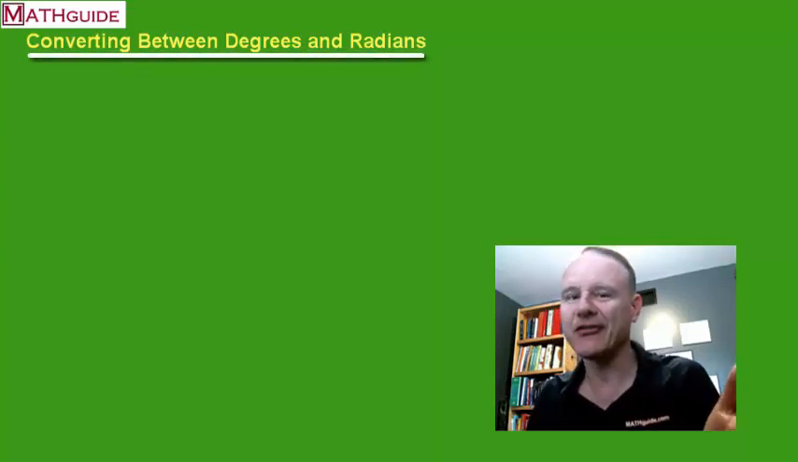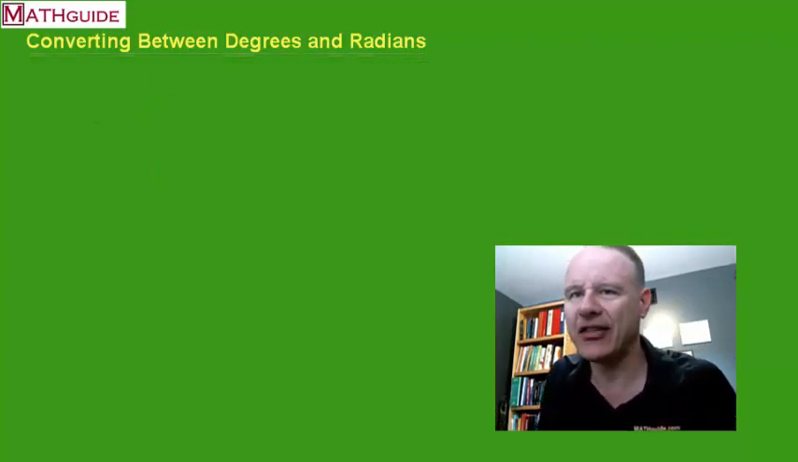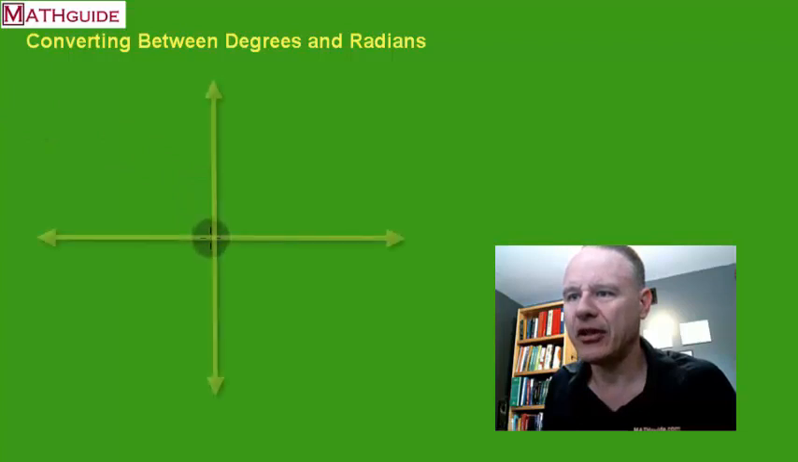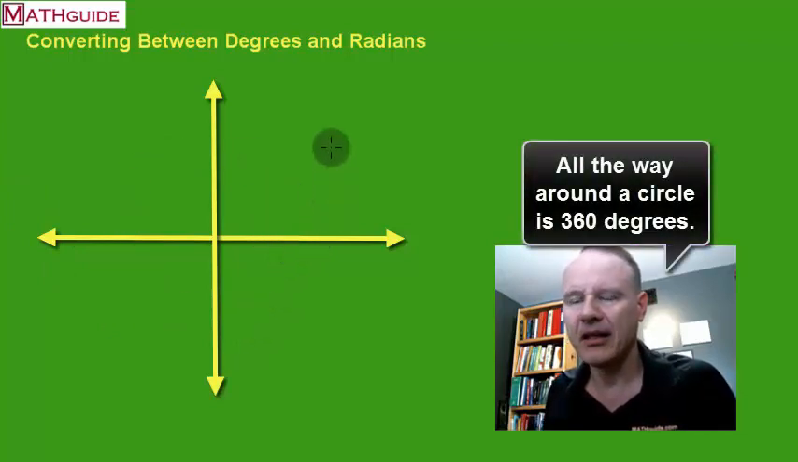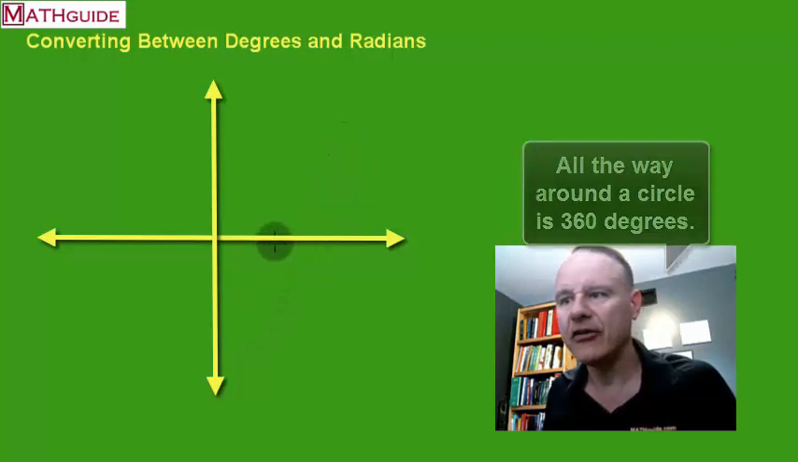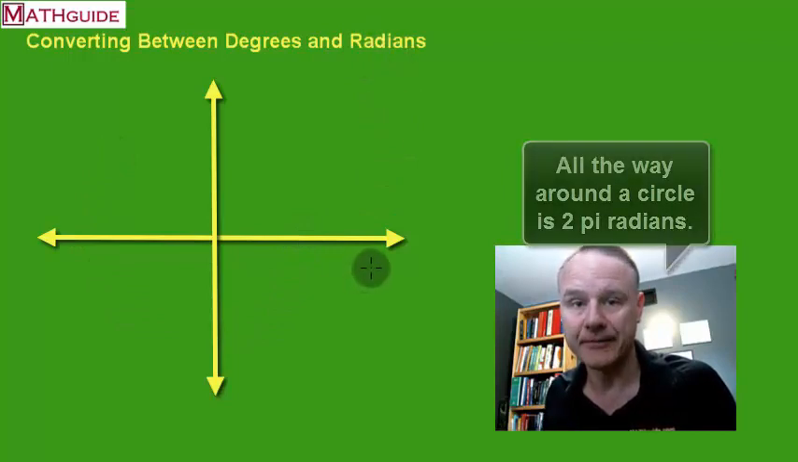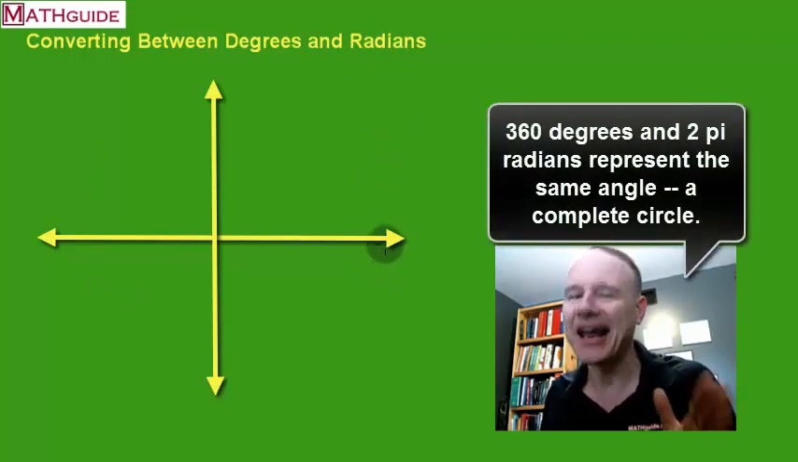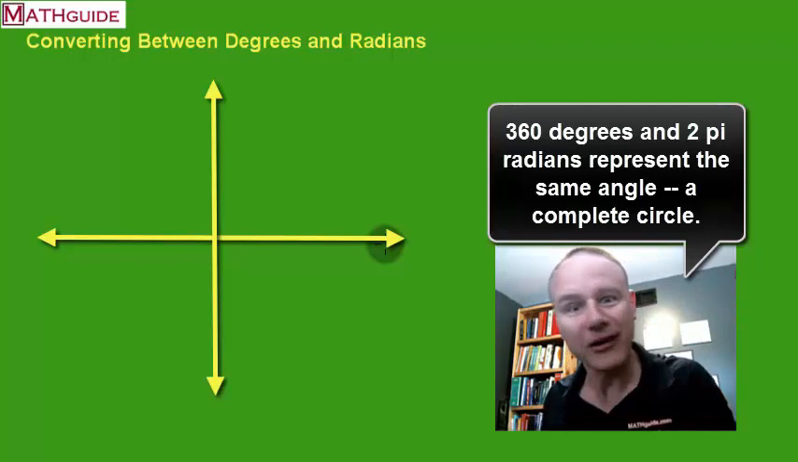In order to do this, you first have to get a visual of what's happening with degrees and radians. Imagine that you've got this circle, and I'm going to put the typical XY intersection right there. Let's say that you were going to talk about angles. Well, if you go all the way around a circle, that is 360 degrees. We also know that that's 2 pi radians. Yep, 360 degrees and 2 pi radians represent the same angle, which is a complete turnaround, or a full circle.